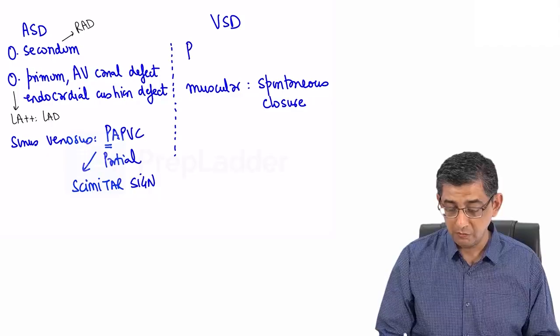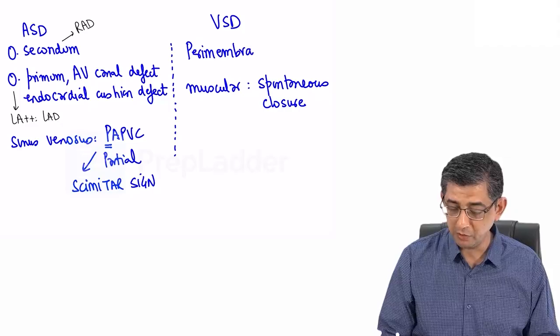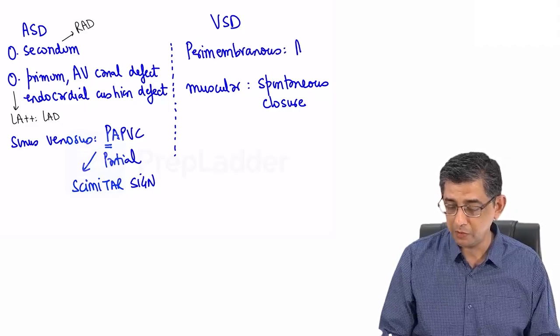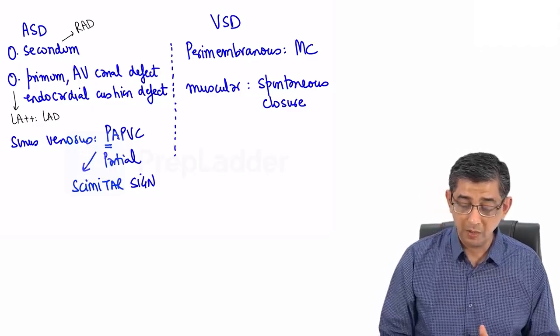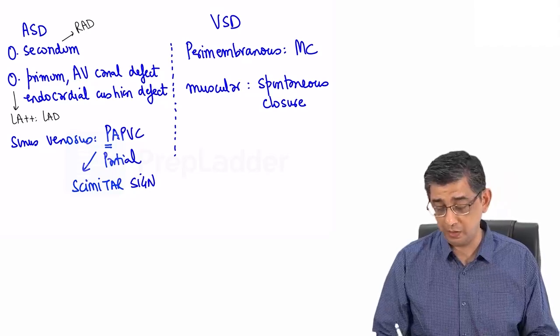In contrast, the most common variety of ventricular septal defect is the perimembranous variety. So do remember this aspect. The commonest one is perimembranous, but it is muscular that can exhibit a spontaneous closure.